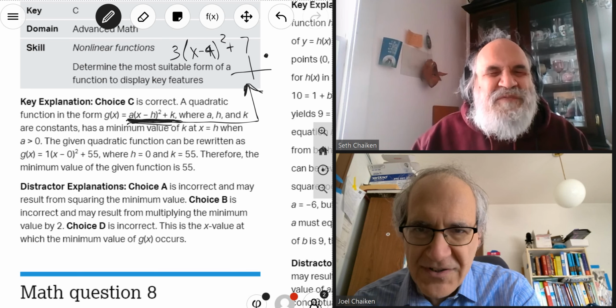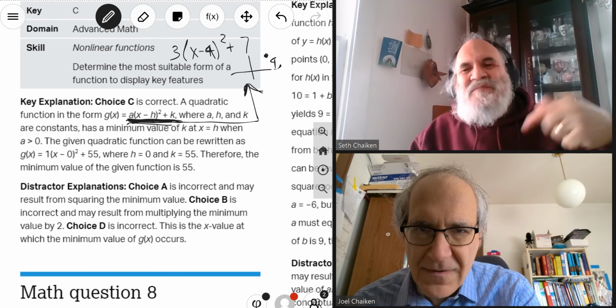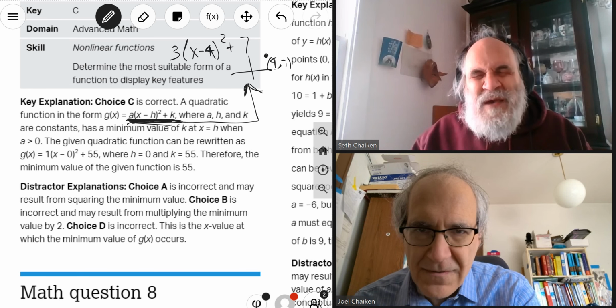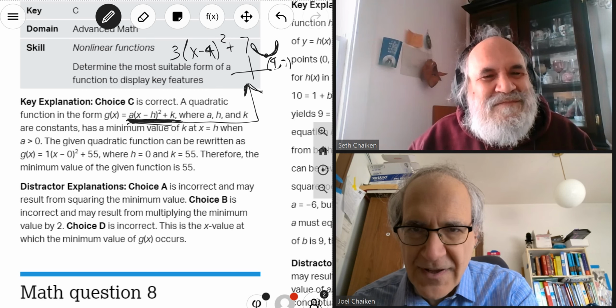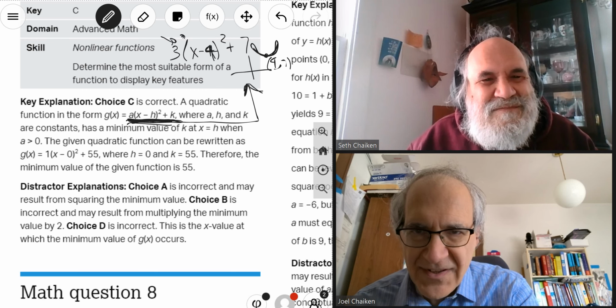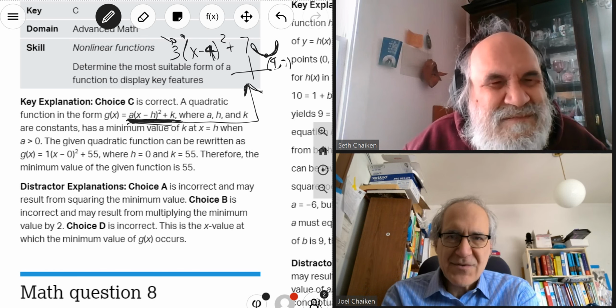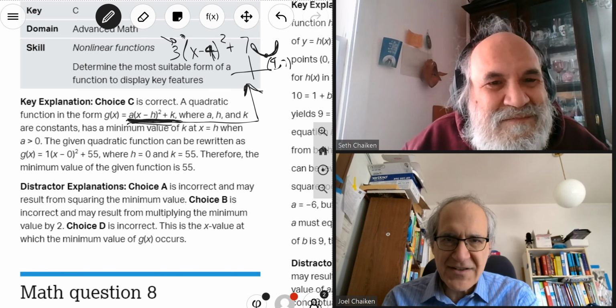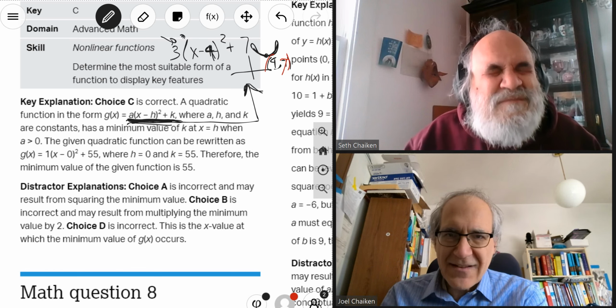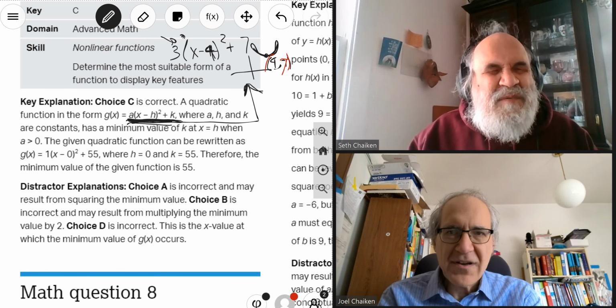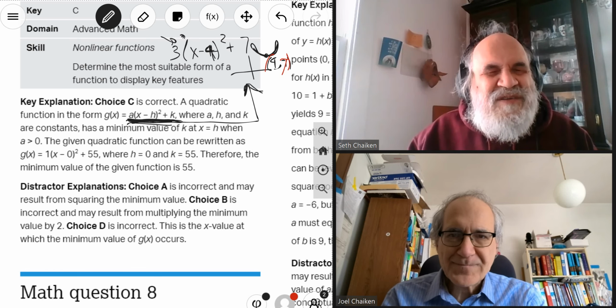is the point on the parabola. That's right. Yeah. They want you to know that given this, 3 times (x minus 4) squared plus 7, the vertex, which is in this case the minimum of the function, is at the point (4, 7). Right.